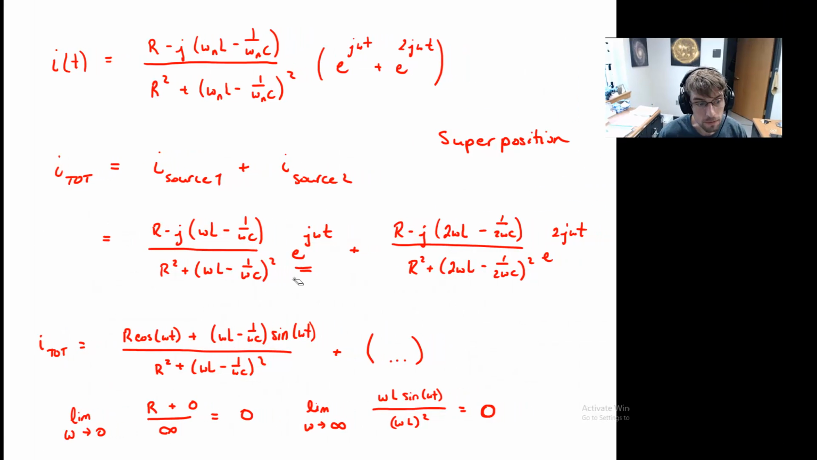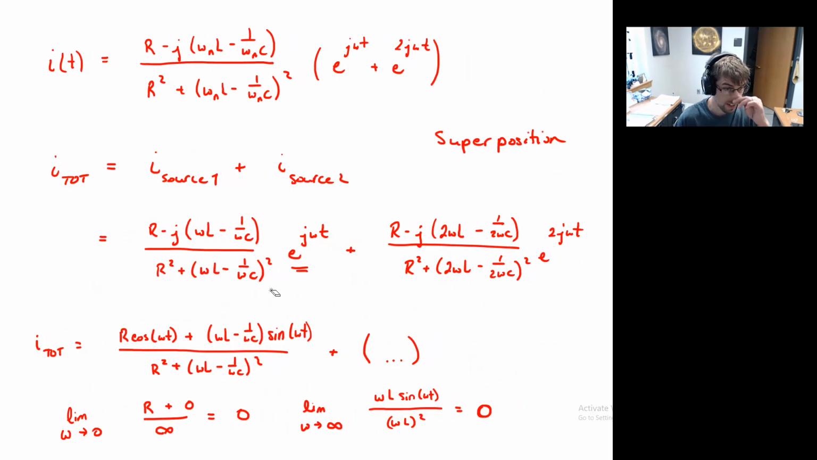So we have an idea about how omega affects the amplitude of the contributions, if you will. And so for this specific case, where R, L, and C are all equal to 1, the e to the j omega t term, we'll say it's 100%. And the e to the 2j omega t term, the amplitude is 55%.